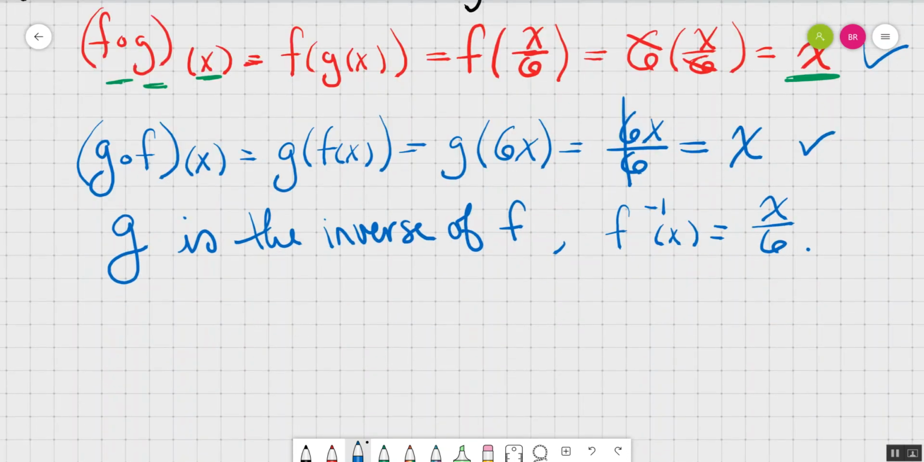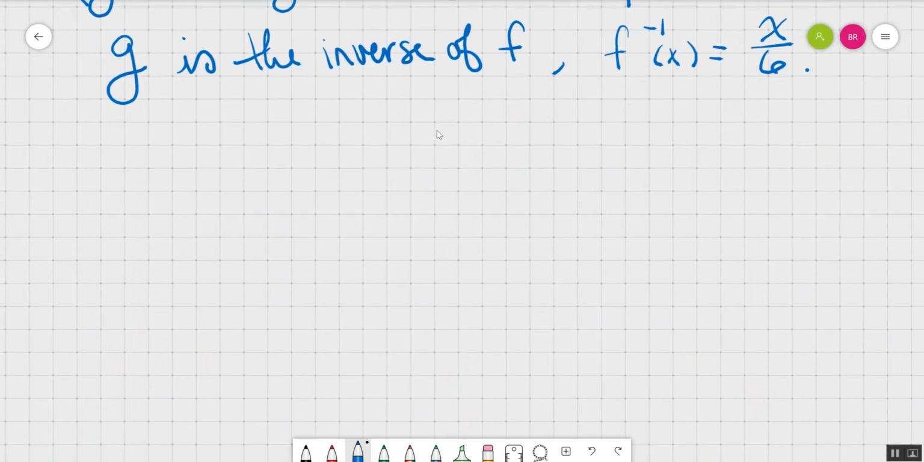I keep accidentally picking stuff up. What I want to do is scroll. Scroll. So you might ask yourself, if I just have one function, how can I find the inverse?